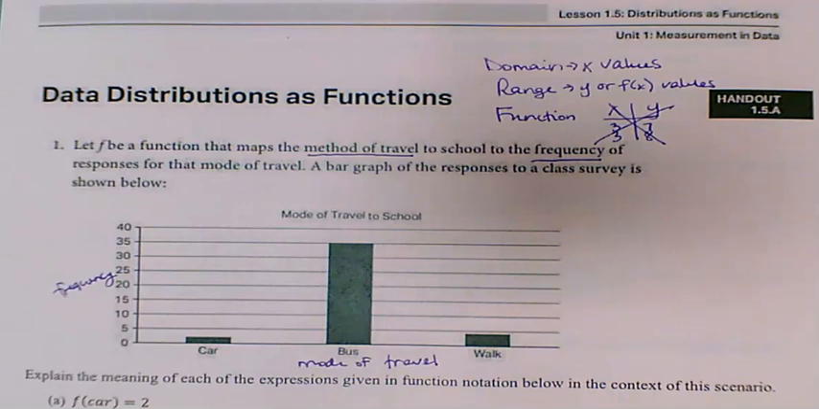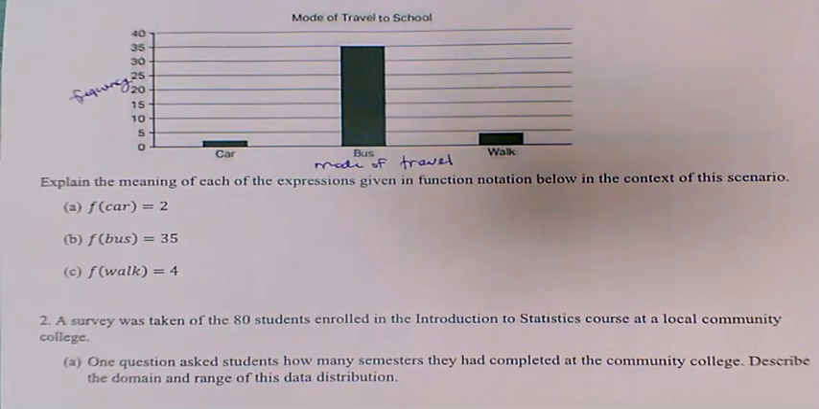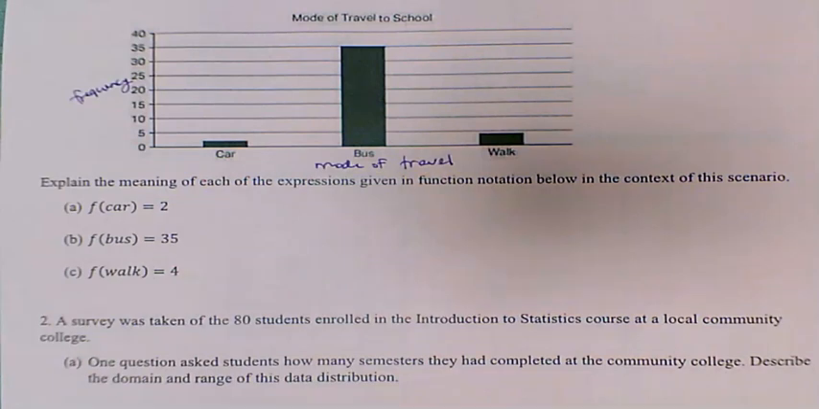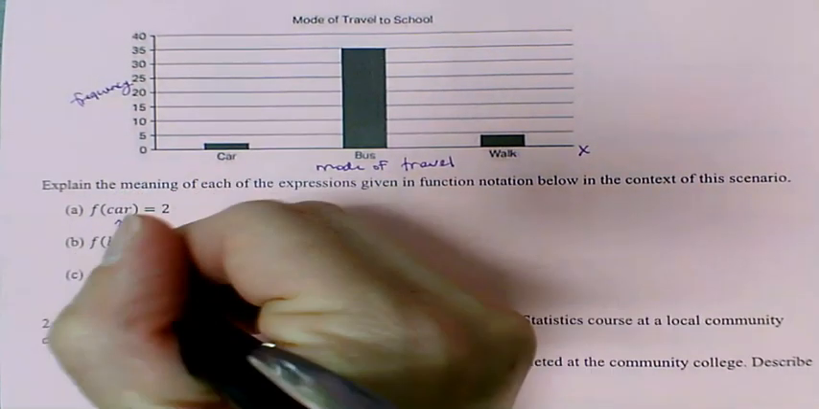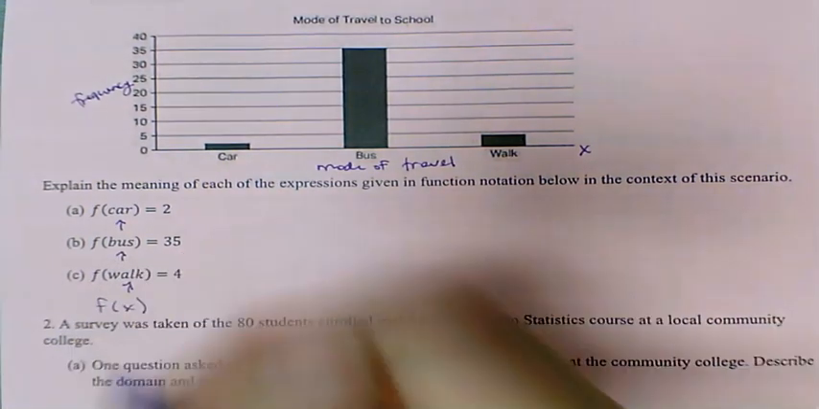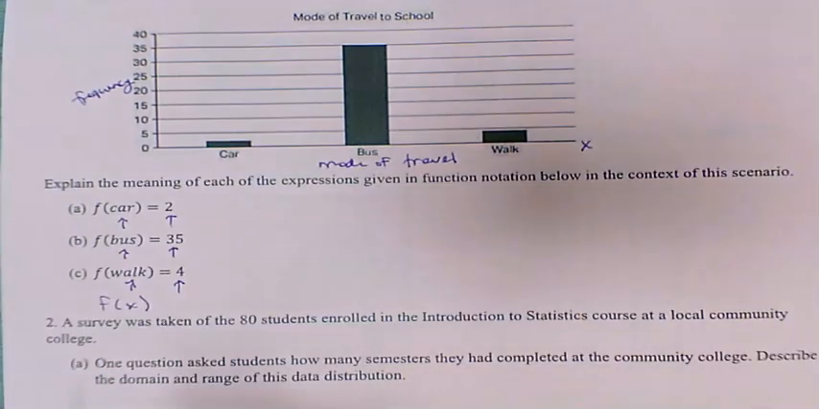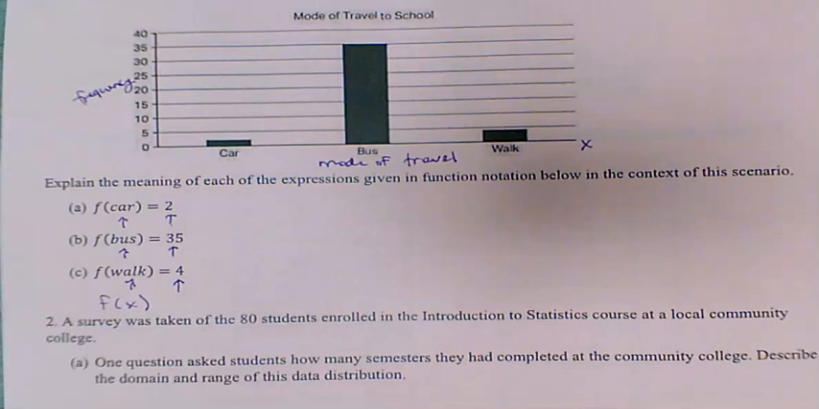It says explain the meaning of each of the expressions given the function notation below and the context of this scenario. So in the context of the scenario, we're just polling students to determine what their mode of travel is. Do they travel by car or bus, or do they walk? So, keeping in mind that our mode of travel is along our x-axis, those are right, f of x. These numbers here indicate the frequency. Those are the y values. So just kind of an interpretation of what is happening.